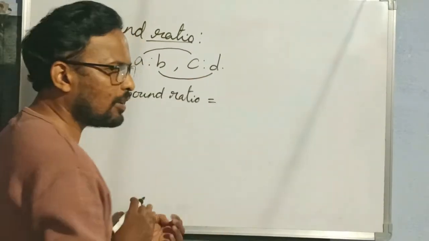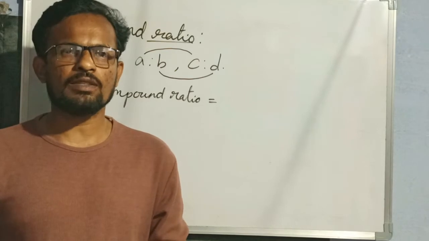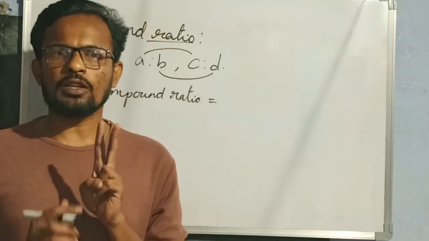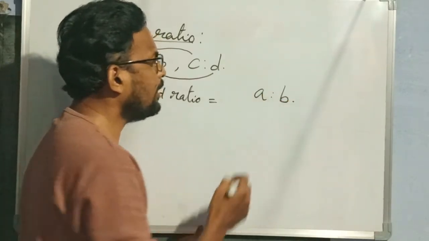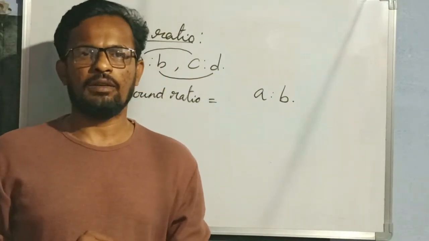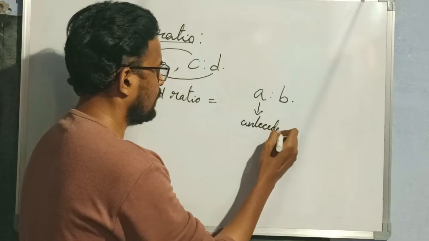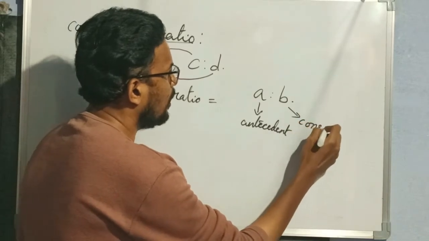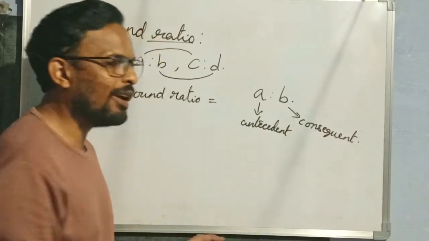So what is antecedent and what is consequent? Already I have explained in my ratio video. If anyone is missing, first watch that video, then you can understand what is ratio. A ratio contains two terms. What are the two terms? Antecedent and consequent. Our first term is called antecedent, and the second term is called consequent. Whatever ratio you take, two terms will be there. The first term is called antecedent and the second term is called consequent.